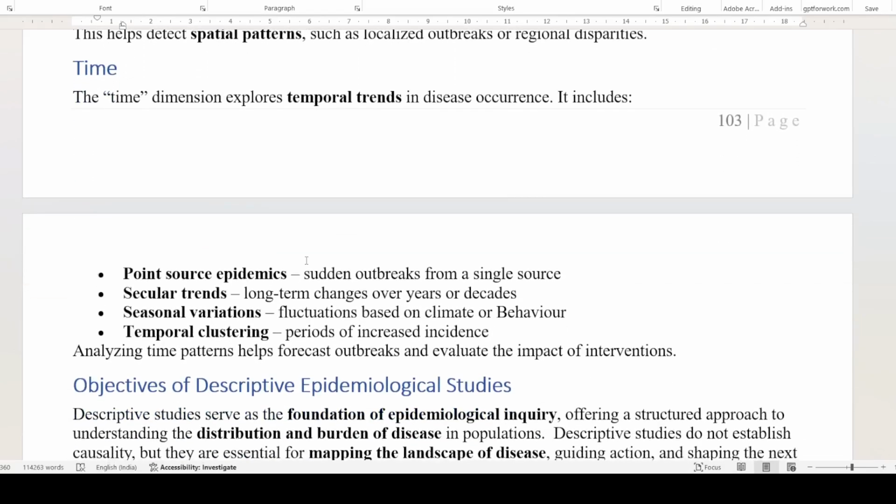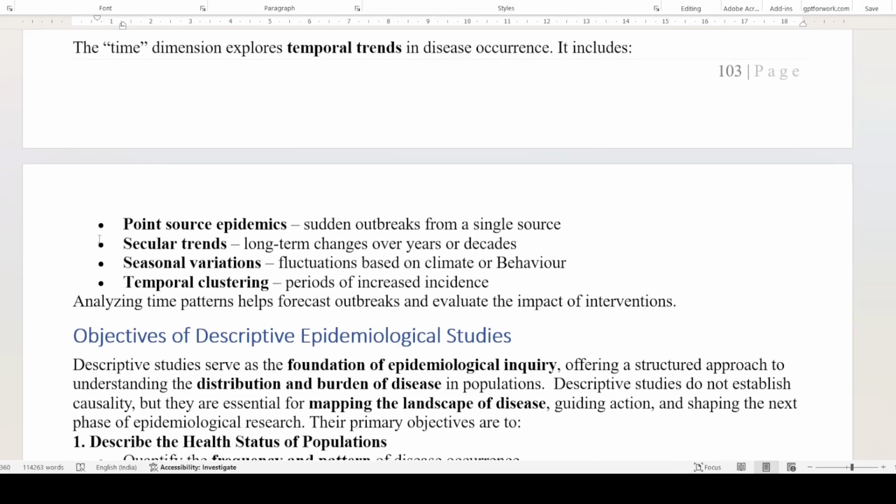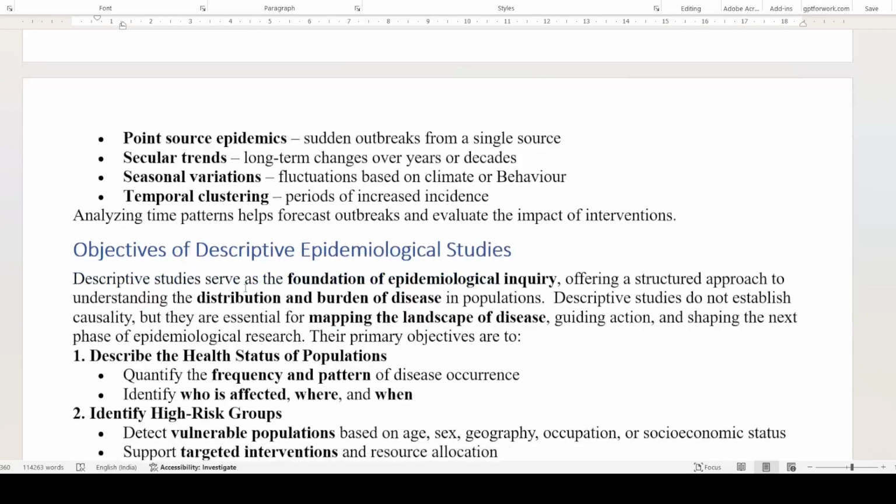Then we talk of time. Time dimension explores the temporal trends, means time trends in the occurrence of disease. Are there any point source epidemic? Means sudden outbreak from a single source. Secular trend means long-term changes over years or decades. Seasonal variations means fluctuations based on climate or behavior. Temporal clustering means periods of increased incidence. So the time trends give us the answers to all these four factors.